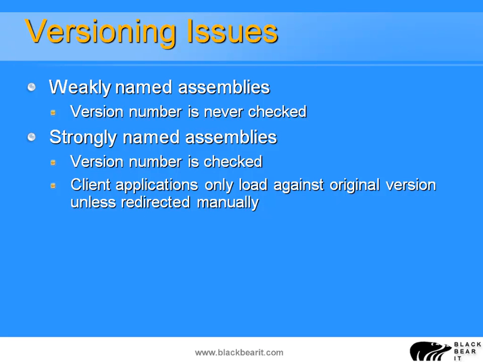We've got two types of assemblies to worry about. We have weakly named assemblies. With weakly named assemblies, the version number is never checked, so the version number is not important to us. Weakly named assemblies is something we'll work with when we're in our development phase.